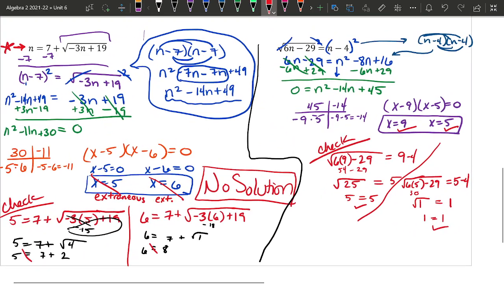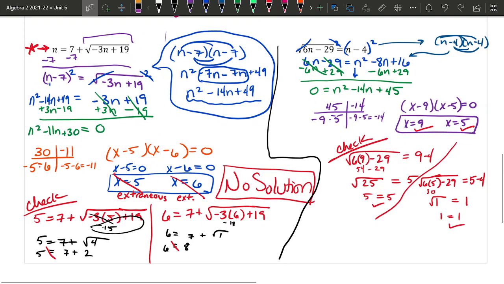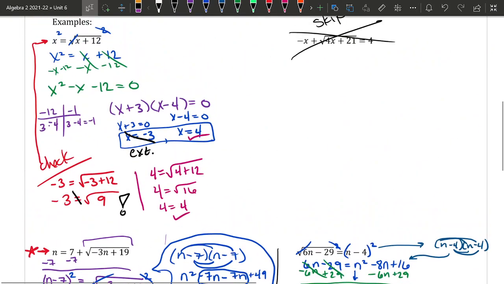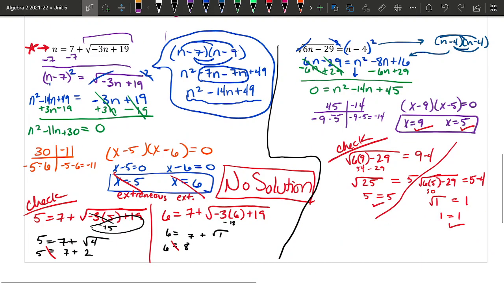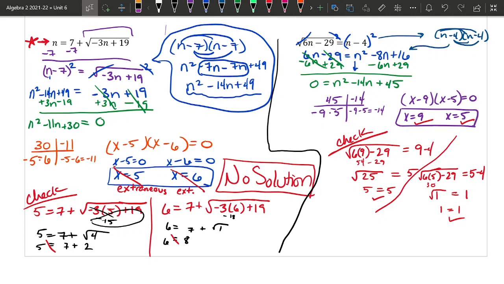So I showed you a situation where you have two solutions, no solution, and one solution. The first one only had one solution. And remember, we're only looking at the principal square root, meaning the positive version of the square root.